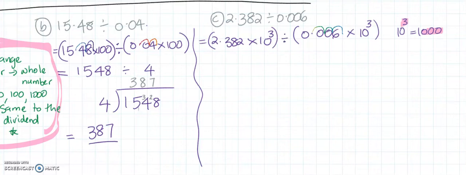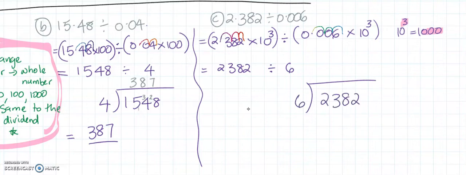If you notice, when we're doing these questions, I've started from right to left in this step. The reason is that once we decide what we need to multiply our divisor by, that helps us then to decide on the rest of the question. Right, let's carry on. Times 10 to the power of 3 means this decimal point moves 1, 2, and 3 places to the right, which gives me 2,382 divided by 6. We just do our division.